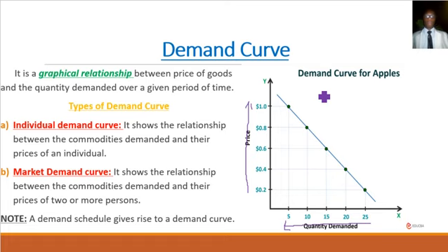Because there is a negative relationship that exists between price and quantities of goods demanded, and that is why you see the graph, it falls from left to right. Can you see it? Good. It falls from left to right. So this is what a demand curve is all about.